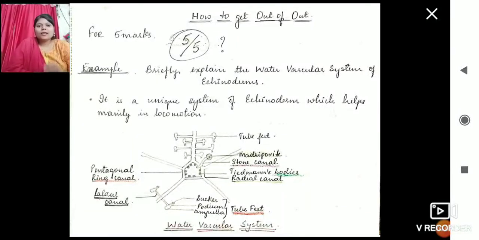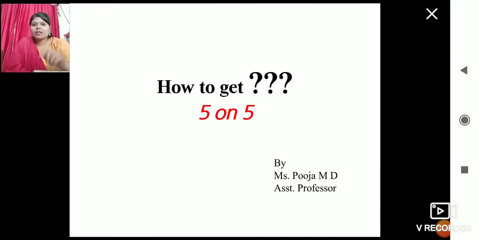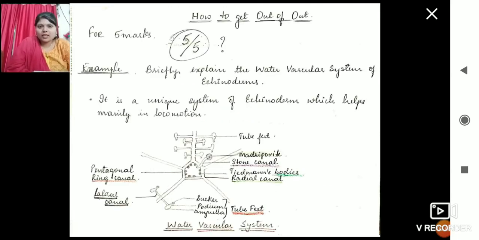Students, today's topic is very interesting, that is how to get 5 on 5. Okay, so this is a revision class for second sem B.Sc students. Their topic I have taken, that's why it's a revision class for them.